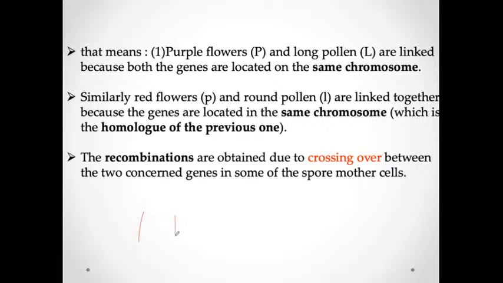so capital P and capital L. This is small p, small l. So that's why, when we do the crossing over, we saw this 9 is to 3 is to 3 ratio.